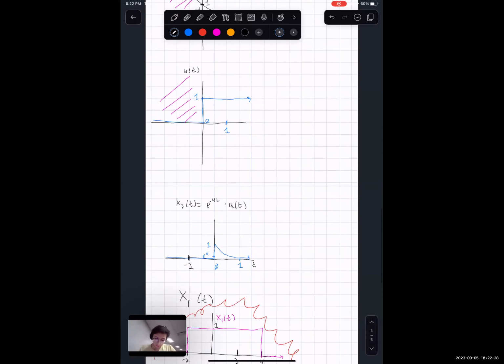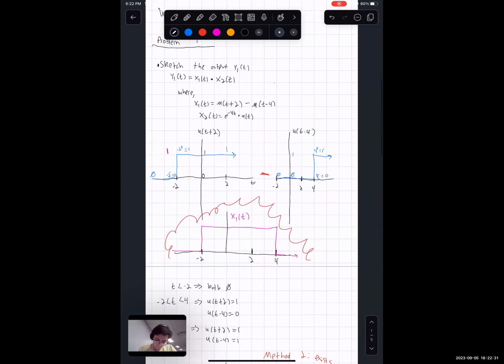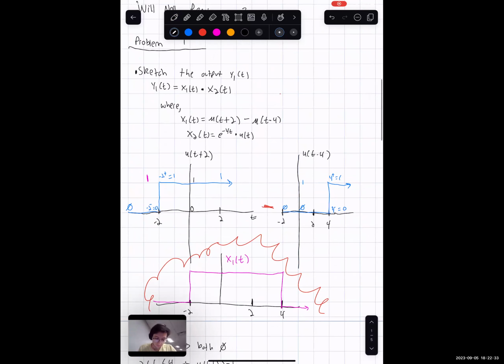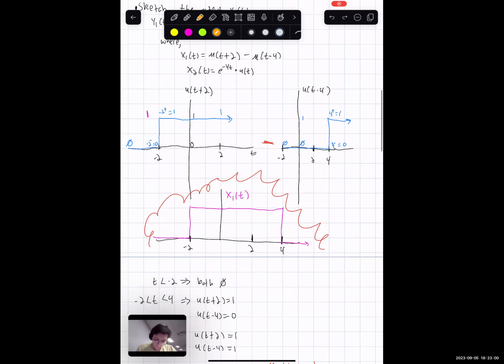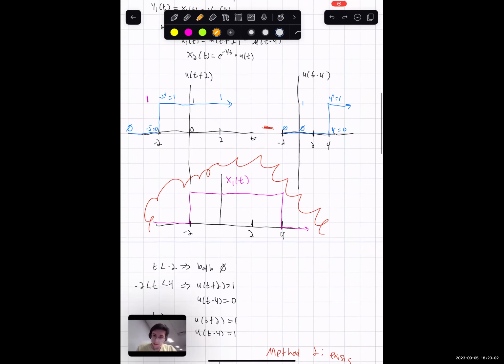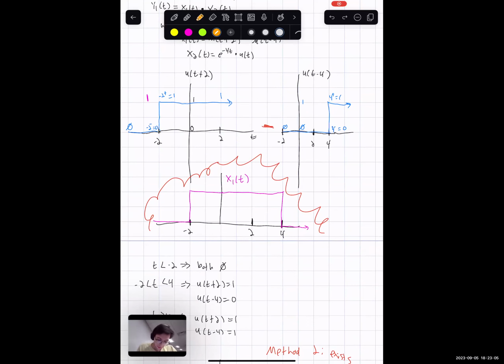So let's do a quick recap before we hop to the next person. The question was to find y1 of t equals x1 of t times x2 of t. The first thing we did was look at the definitions for x1 of t and x2 of t, and we broke it down. Then we started by plotting one thing at a time. We started with the step function for t plus 2, then plotted the step function u of t minus 4. And then we subtracted them, looking at the region by region changes, right?